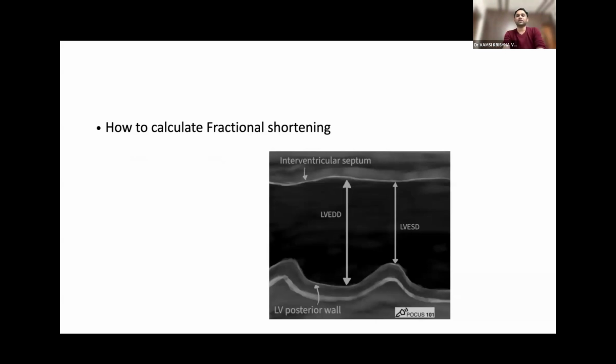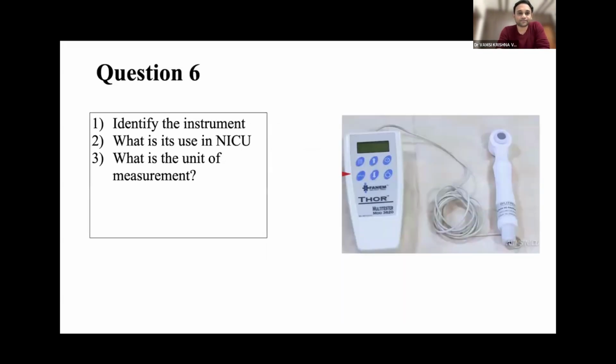Normally the fractional shortening in newborn babies is 25 to 44%. So anything less than 25% is called impairment of the myocardial contractility. There you can treat the baby for increasing the contractility.